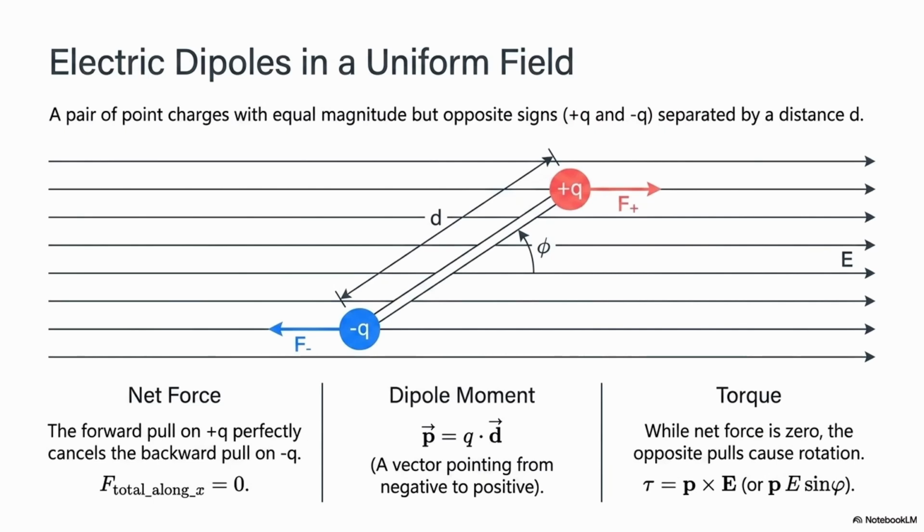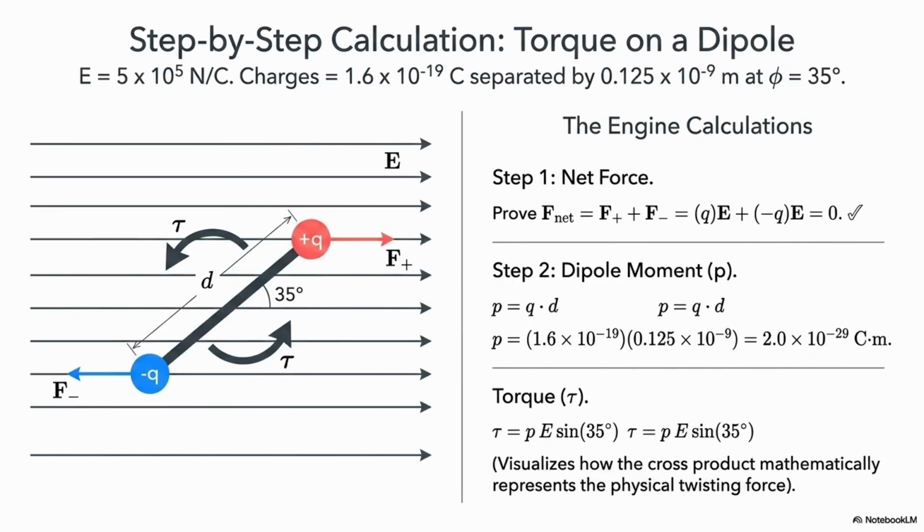Exactly. Advancing to slide 14, calculating the twist, we see the step-by-step math of this rotation. The slide proves the net force is 0, then calculates the dipole moment, and applies a cross product using the sine of 35 degrees here to find the torque. And the core takeaway here is that this math isn't just numbers on a page. The cross product perfectly represents a physical, twisting force happening in empty space. It's the object fighting to align with the field.